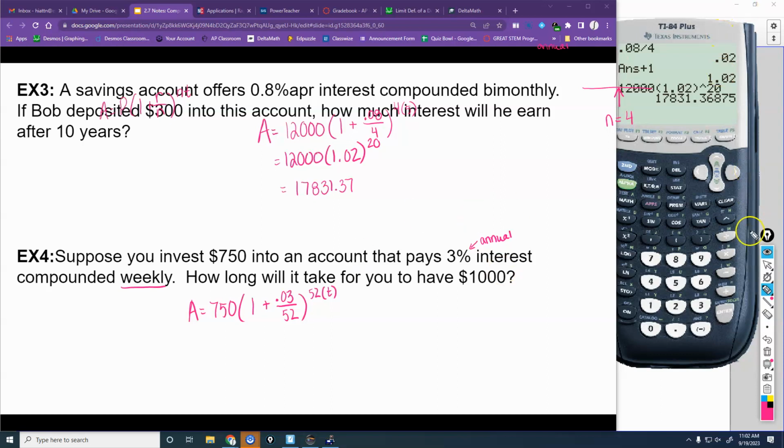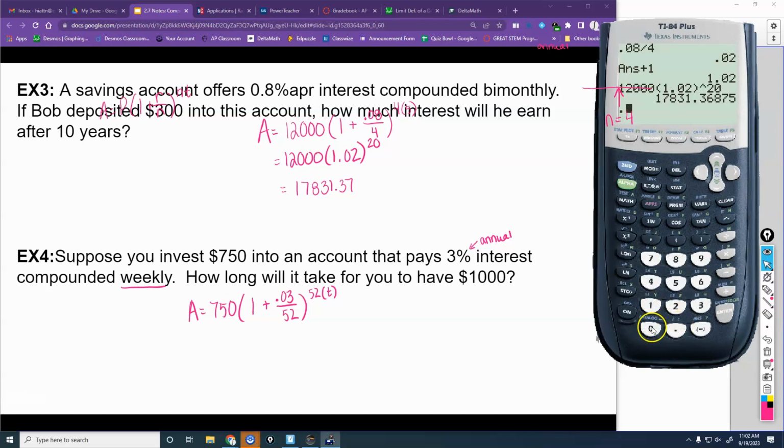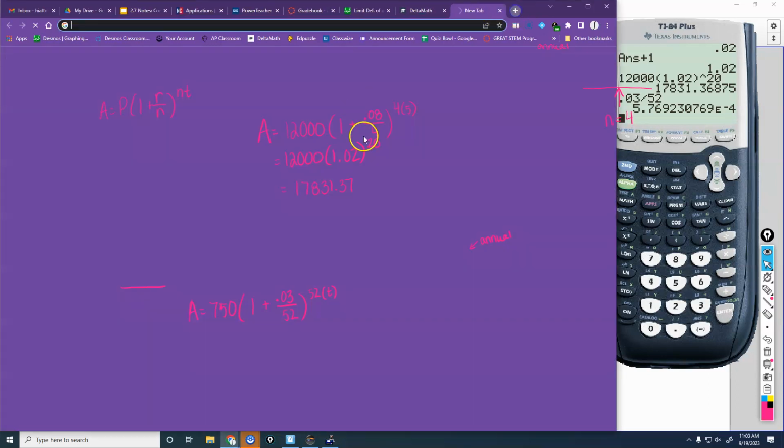Okay? So, I'm going to also show you a little bit of a shortcut you can use on Desmos here, because I don't really want to solve that. But let's go ahead and do 0.03 divided by 52. Oh gosh, let's not do it. All right, let's use Desmos.